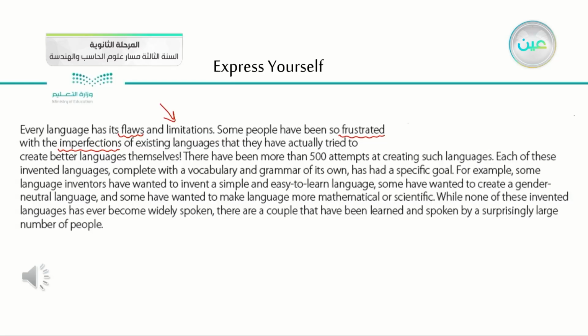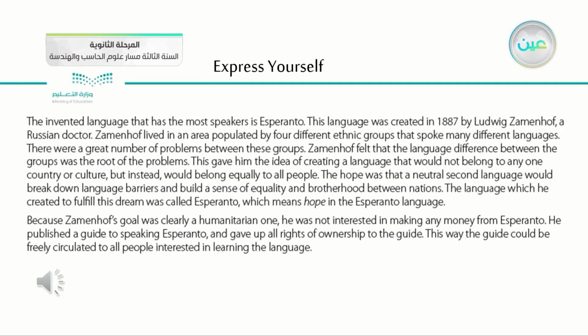Now let's go to the second and the third paragraphs. The invented language that has the most speakers is Esperanto. This language was created in 1887 by Ludwig Zamenhof, a Russian doctor. Zamenhof lived in an area populated by 4 different ethnic groups that spoke many different languages. There were a great number of problems between these groups. Zamenhof felt that the language difference between the groups was the root of the problems.